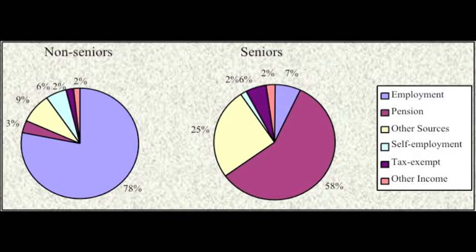On the right, you can see seniors are very different. They depend on pensions for 58% and tax exemptions for 6% of their incomes, both representing government expenditures. Seniors only depend on employment for 7% and self-employment for 2% of their total incomes.